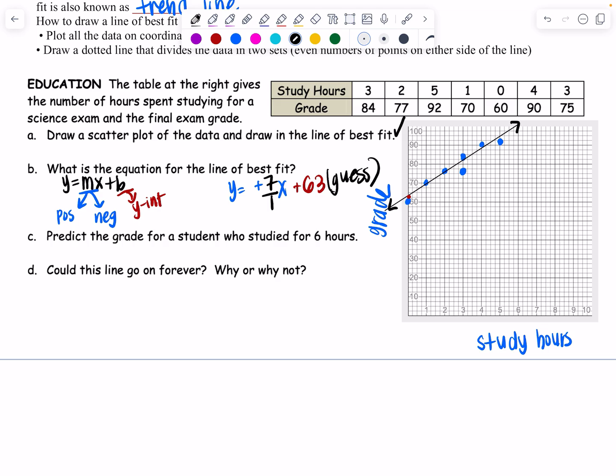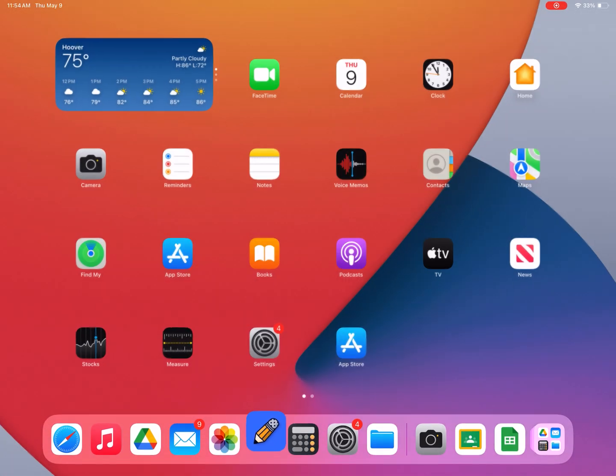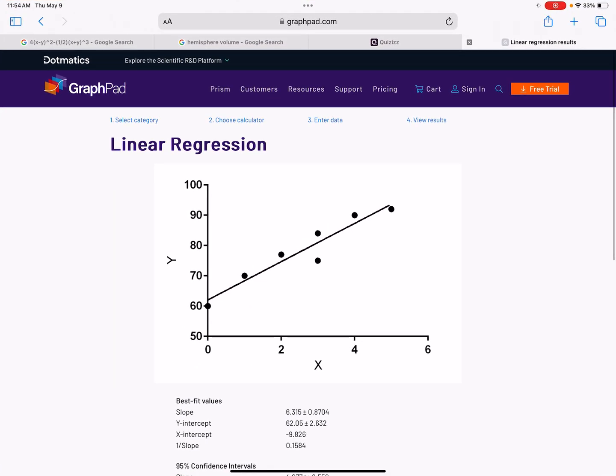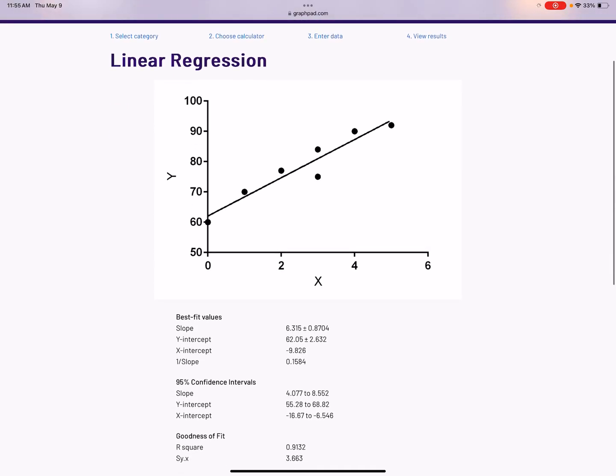But now what I'm going to show y'all in class is a calculator. I literally just Googled, and you can do this on a graphing calculator too, line of best fit, and I typed in that data from before. So I typed in those points, 384, 277, 592, 170, 0, 60, 490, and 375. And I clicked enter, and it gave me this line of best fit, the best fit values, and it even gave me a line of best fit and graphed it for me.